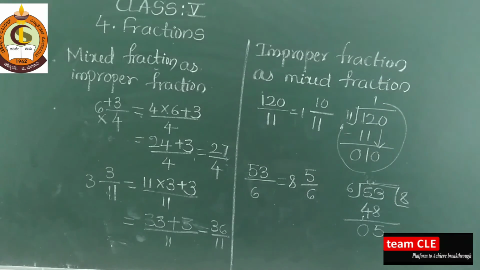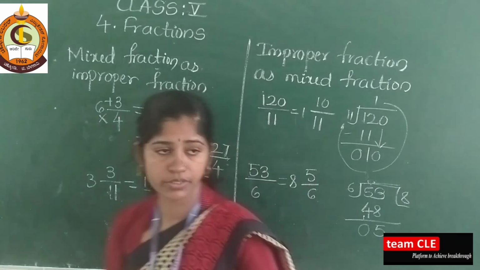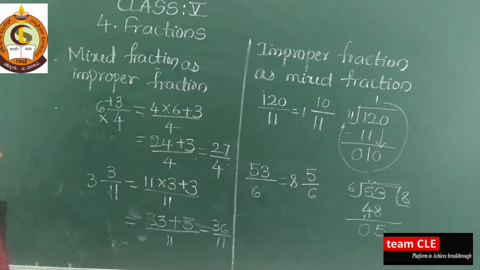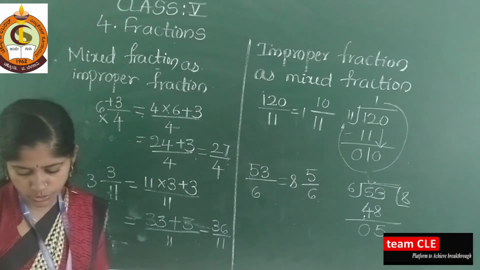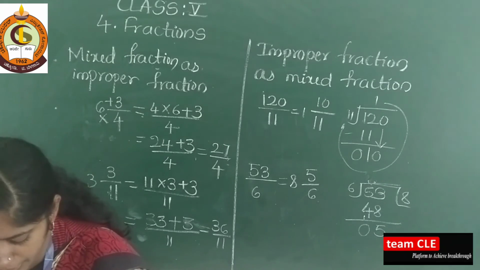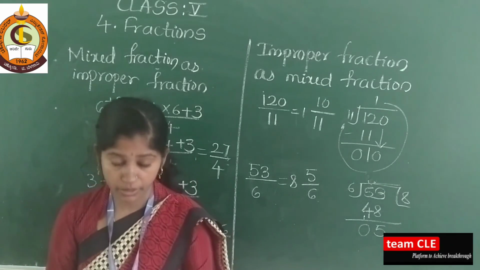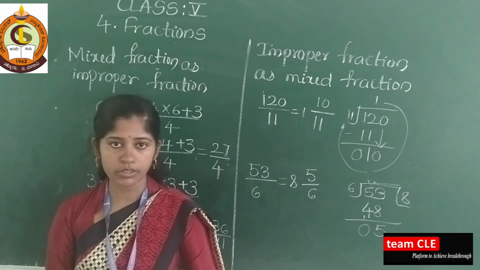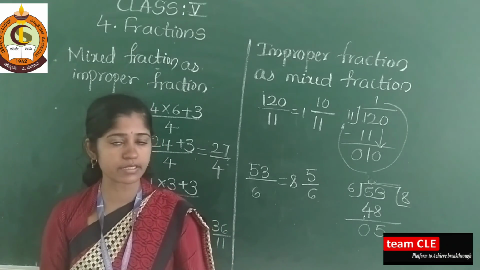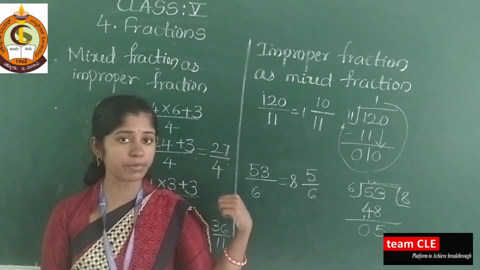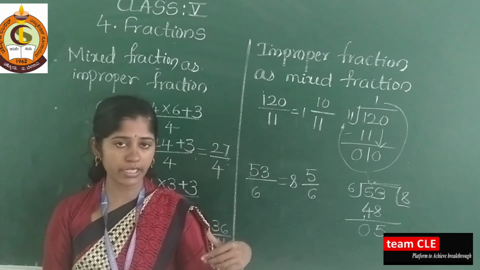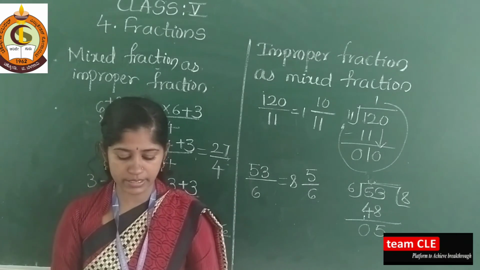This type, you have to convert a mixed fraction into an improper fraction and an improper fraction into a mixed fraction. I have solved most of the examples from your My Practice Time 1, page number 132. See here, before solving this exercise, solve whichever examples I have solved on the board. Next you move to the remaining examples.